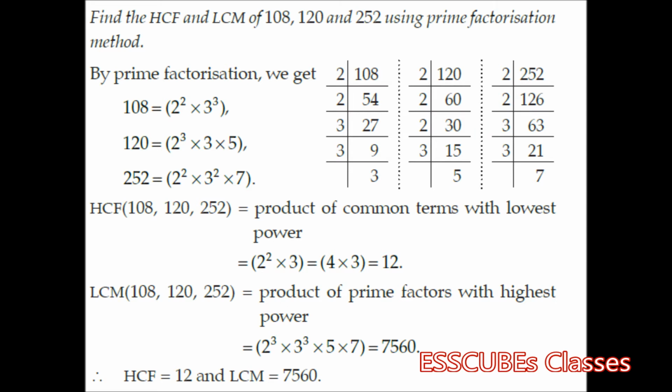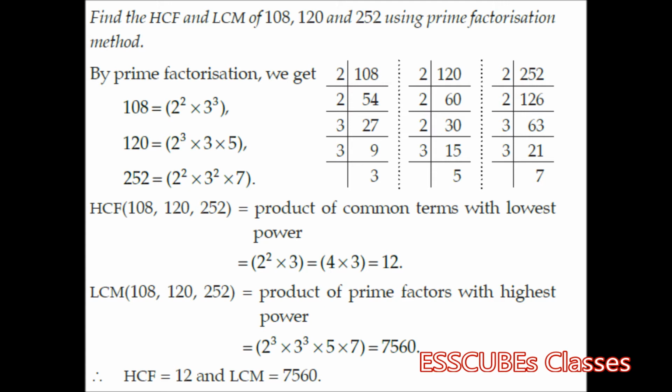In this question, we are asked to find the HCF and LCM of 108, 120 and 252 using the prime factorization method. Now, if I go by the prime factorization method, what do I get? I get 108 to be having the factors 2, 2, 3, 3 and 3, which simply means 2 cube into 3 cube. Similarly, for 120 we would be getting 2 cube into 3 into 5. And for 252 we'll be getting 2 square into 3 square into 7.